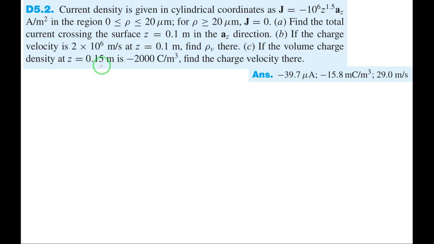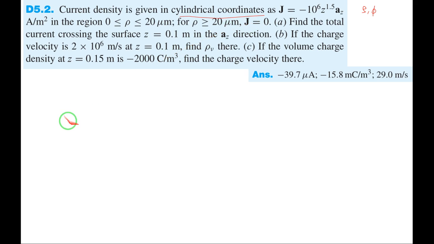Okay, we'll take up this numerical and wind up today's class. It is 3:10, okay, fine, we can finish this. The current density is given in cylindrical coordinates. J vector is equal to minus 10 power 6 z to the power of 1.5 into Az, which means the rho component and phi component are not there, only the z component is there, in ampere per meter square. In the region rho lying between 0 to 20 micron meter, radius is given. Then for rho greater than or equal to 20 micron meter, J is 0.